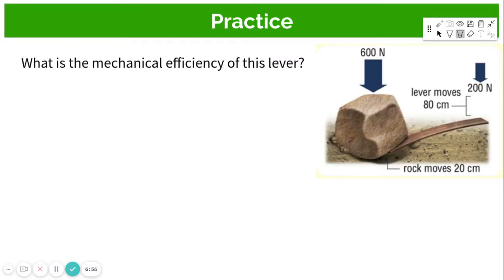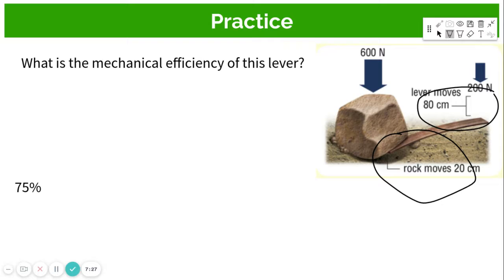Okay, cool. Here's an example. Ooh, I'm wondering if you guys can figure this one out. It's a tricky one. I put the answer up there. All right. So you may have gotten this one wrong because it is a trickier one. So if you looked at this picture, 200 newtons and it moved 80 centimeters. 600 newtons and it moved 20 centimeters. That's because the board, what you're using to lift it, actually bent.